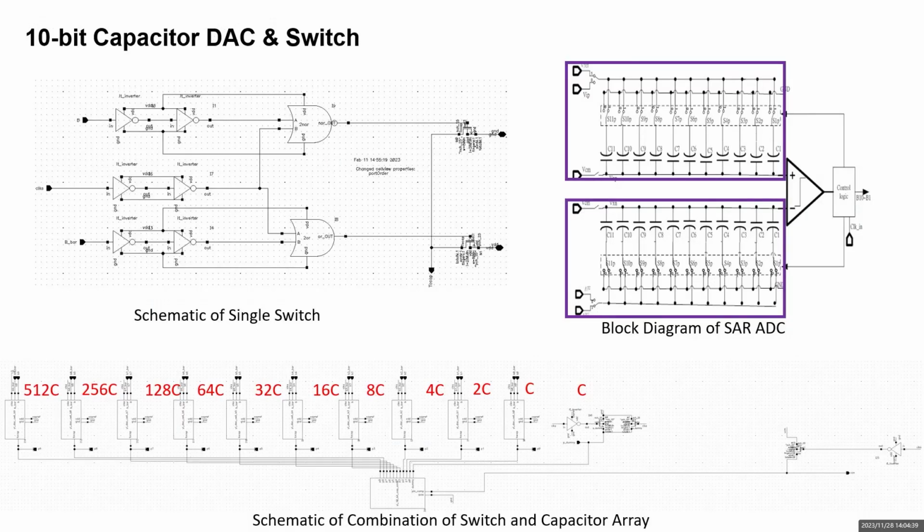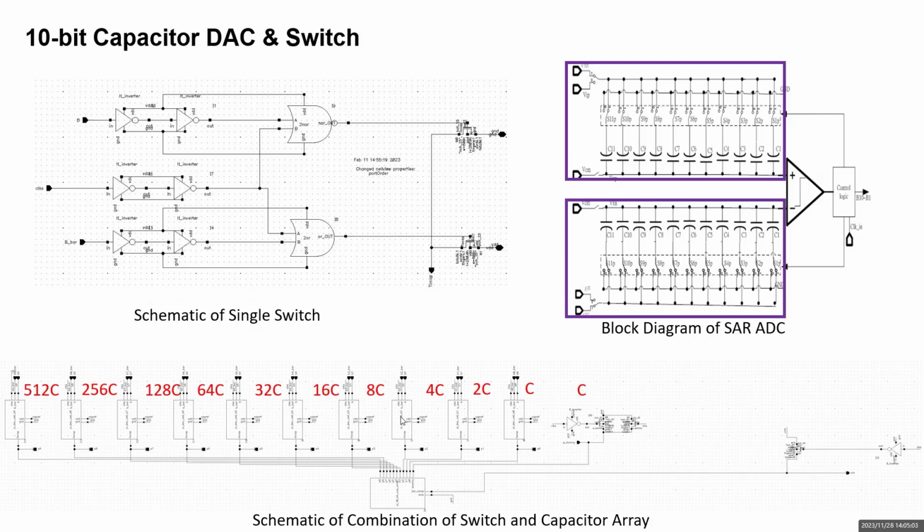Then I want to talk about the 10-bit capacitor DAC and switch. This is a unit switch design. This unit switch can make the pins of the 2 caps become high impedance when the clock is 1, which is used in the sampling period. Then in the comparing period, the switch can make the 2 cap pins connect to VDD or GND according to the value of the bit.